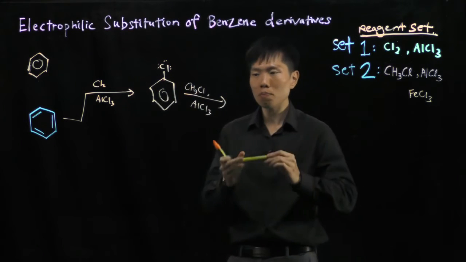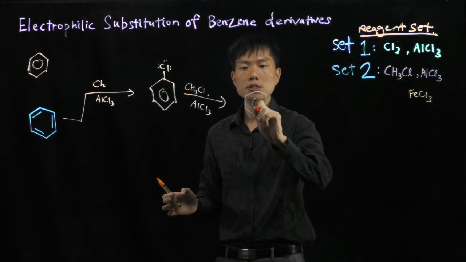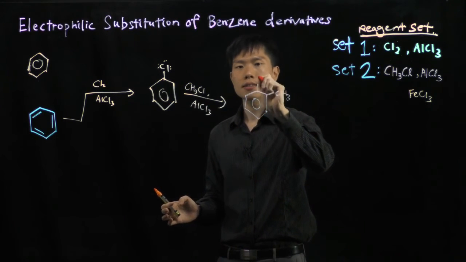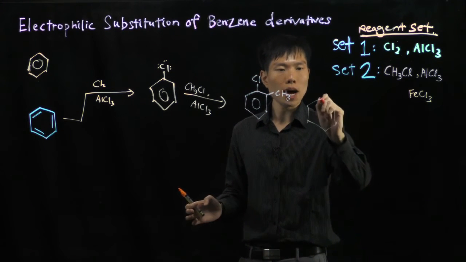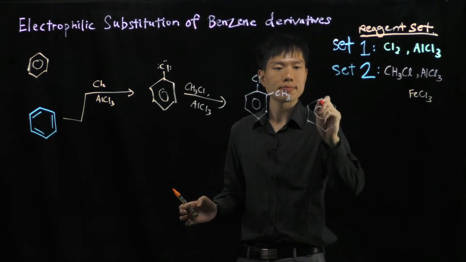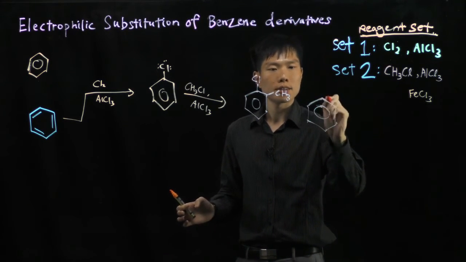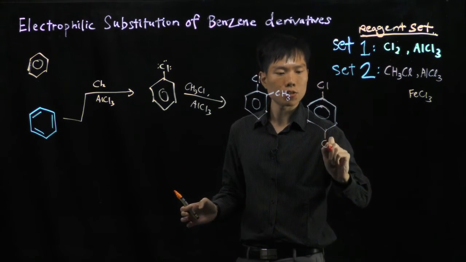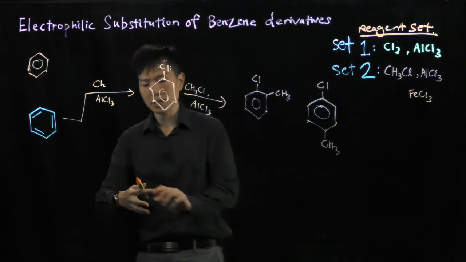That means the next compound would have two isomers, CH3 and Cl, or the para isomer, Cl and CH3. Okay?